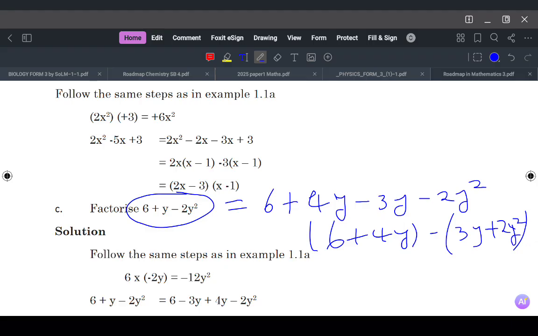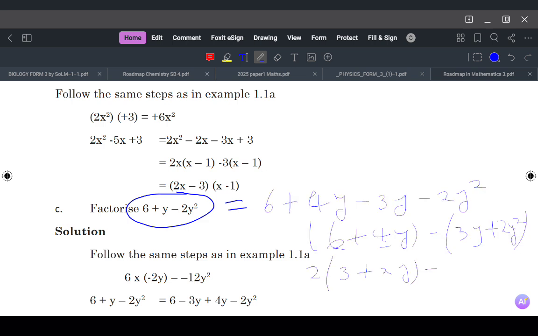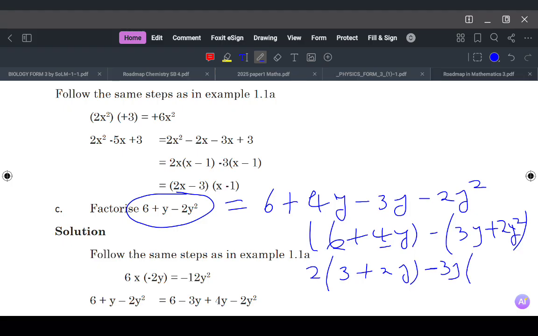Notice here that 2 is common. 2 can go into 6 3 times. 2 can go into 4. So you take 2 out. You shall have 3 plus 2y. Similarly here, 3 is common, or 3y is common. So you take 3y out. Sorry, it's not 3y that is common, but just y. All right. So take the y out. Then we shall have 3, then 2y.